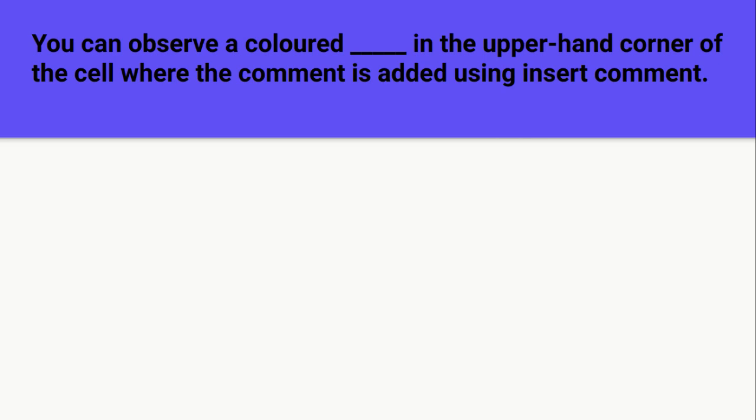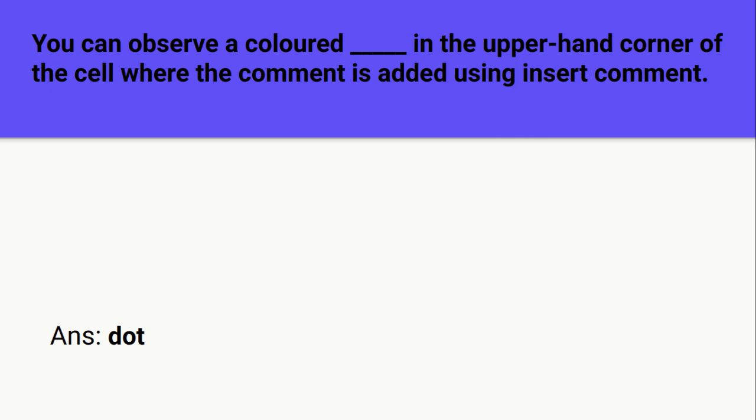You can observe a colored dot in the upper hand corner of the cell where the comment is added using insert comment. That means we have added a comment in spreadsheet using the insert comment option. So we can see a dot in the upper hand corner of the cell.